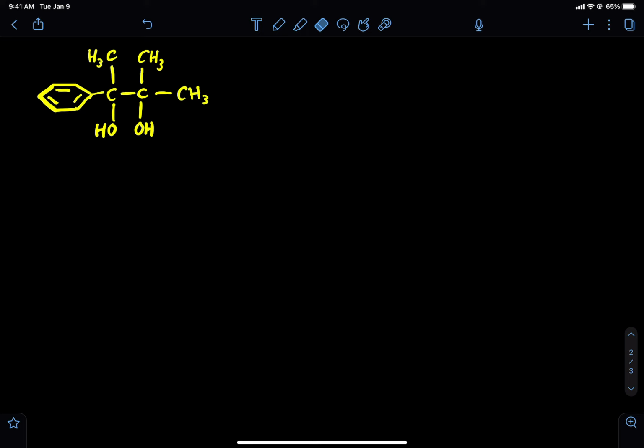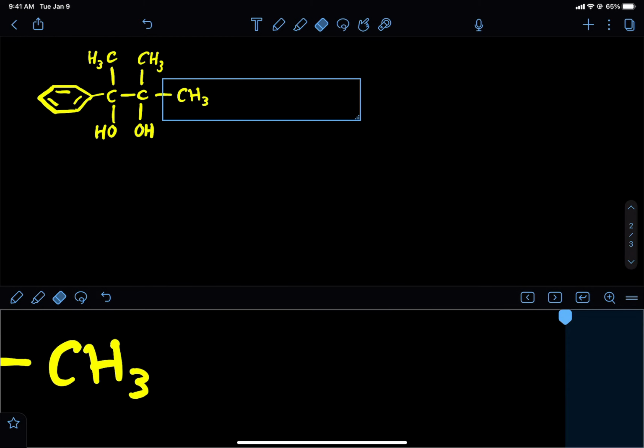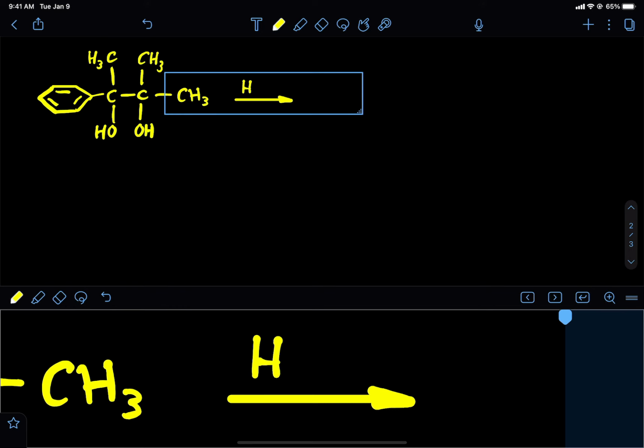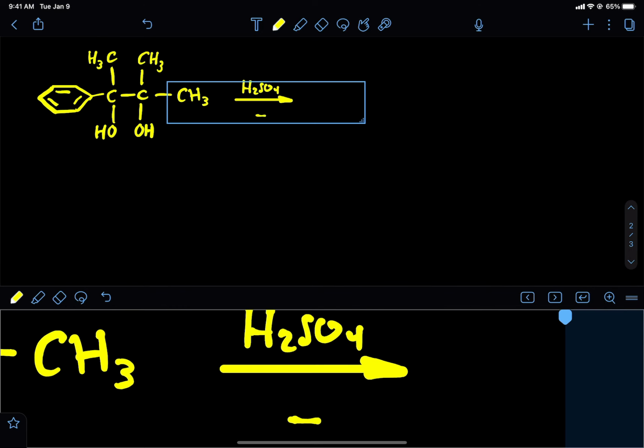So the question is then, if we react this starting material with H2SO4 and heat, what will the product be? Now there's a couple decisions we have to make. The first decision we have to make is which alcohol is going to get protonated.